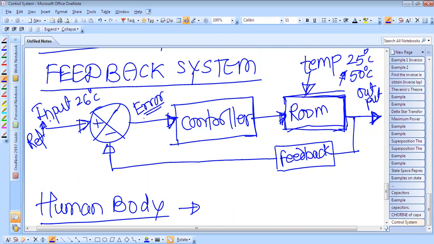If there is an error, then the error is generated, and that error is given to the controller. Since feedback is provided to the system, it is called a feedback control system. The example we discussed yesterday was a room temperature control system. By measuring the actual room temperature of the system, we can check.